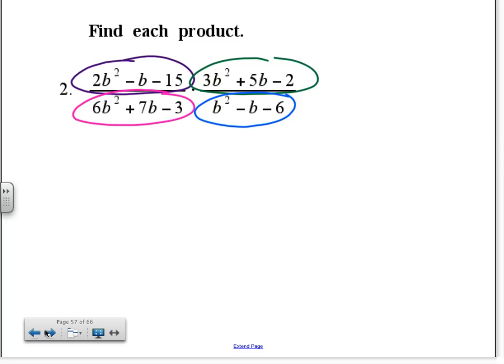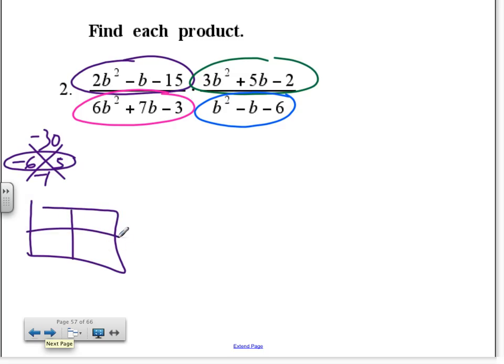Negative 30 on top. Oh, good. So we have to do the X box on that, right? So negative 30 on top. Negative 1 on the bottom. Don't forget the signs here. The sign stays with the number. So what times what is negative 30 added to negative 1? Negative 6 and 5. That works out for me here. And let's do a box on that too while we're at it. So 2b squared, negative 6b, 5b, and negative 15.